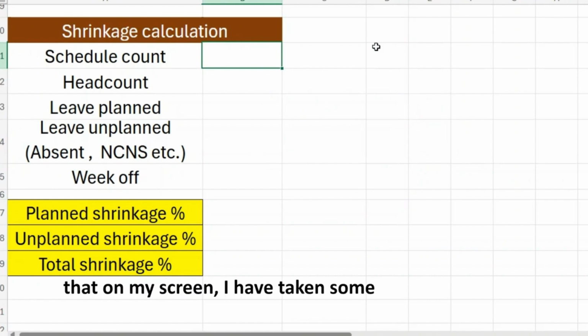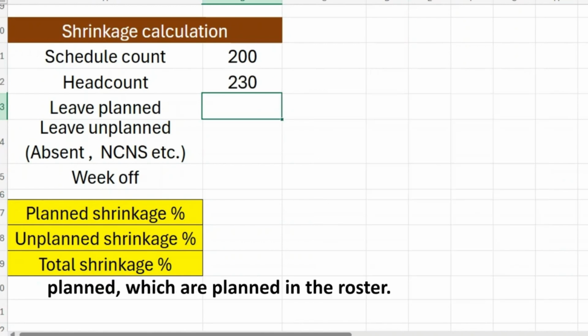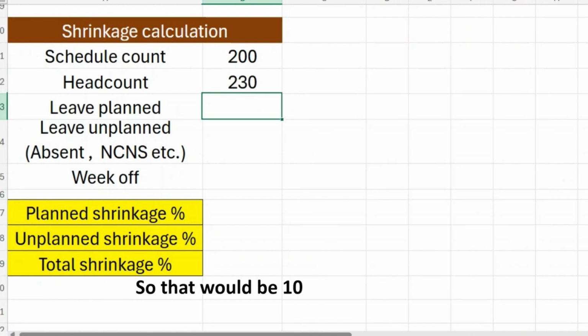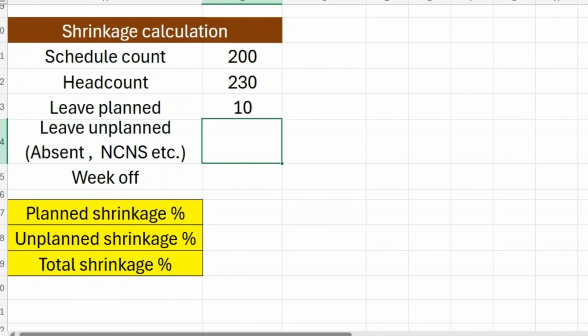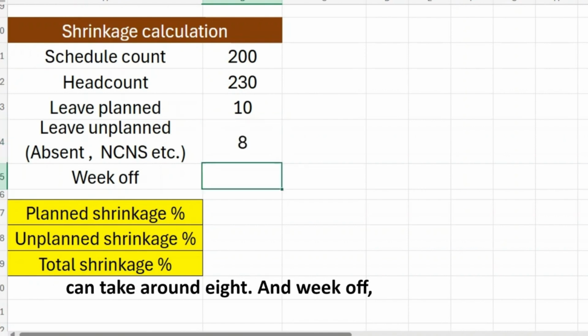So you can see on my screen, I have taken some components. The schedule count, I'm taking 200. Total head count is 230. Leave planned, which are planned in the roster, that would be 10. Leave unplanned, that includes your absent, no call no show, or any other absenteeism in which agents are not present in the office, so that we can take around 8. And week off, we have taken 15.